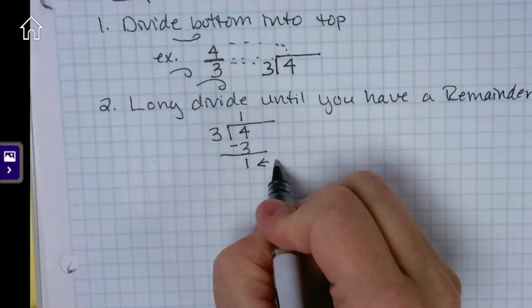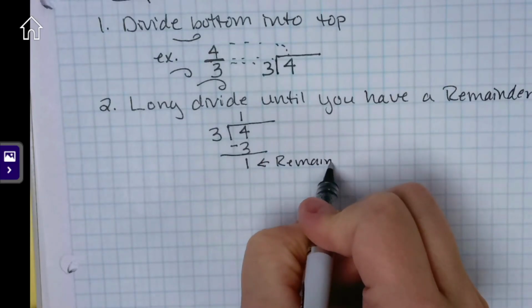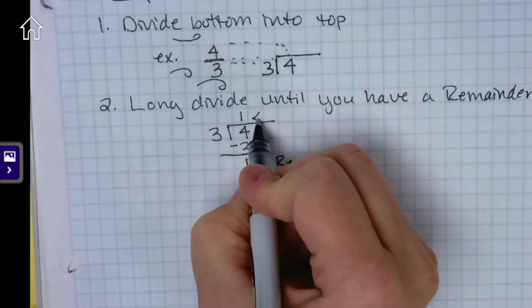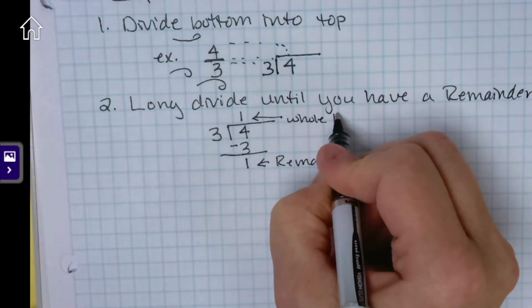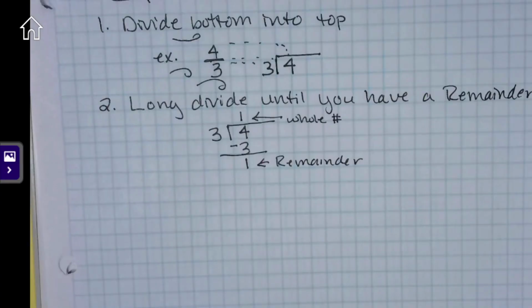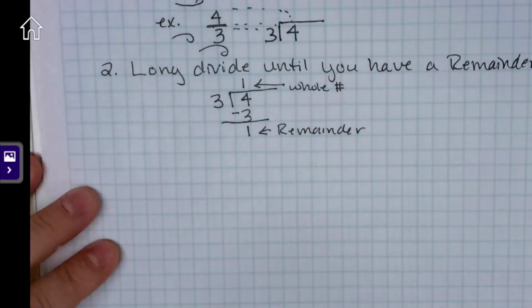So this is my remainder. And the number on top is not going to be a decimal. It's going to be a whole number because you're going to stop before you get to decimal. If the bottom number is bigger than the top number, then it can't be a mixed number. Okay, step 3.